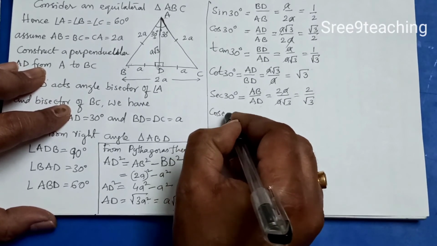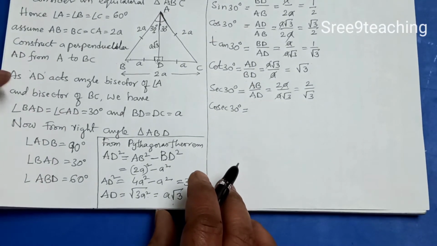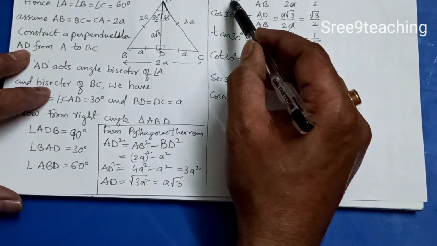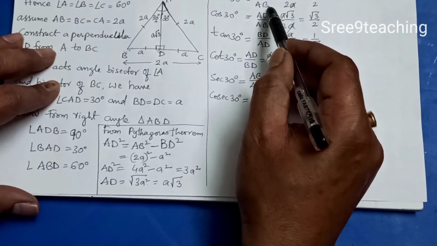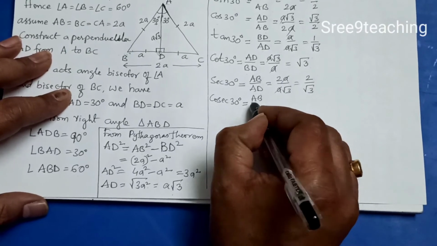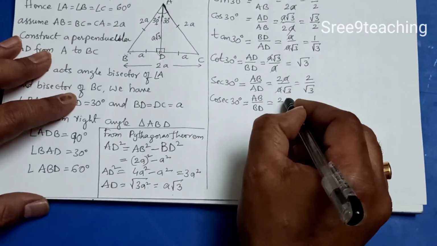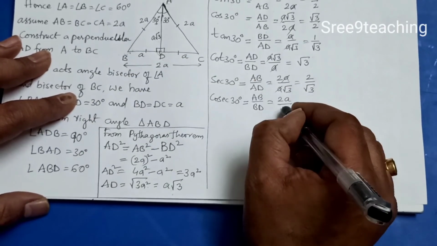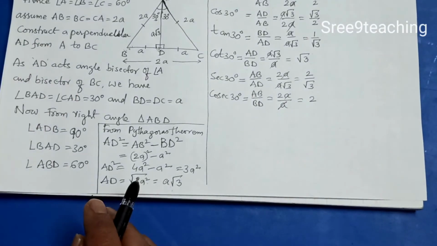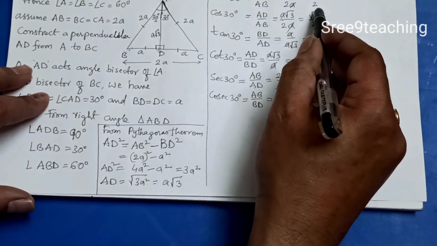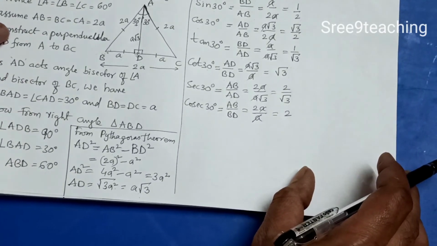Now coming to cosec 30 degrees. For cosec 30 degrees, the formula is reciprocal of sin 30. We know sin is opposite side by hypotenuse, and the reverse is hypotenuse by opposite, that is AB by BD. So what is AB value? AB value is 2A by BD value A. So A gets cancelled, it is 2. So cosec 30 degrees we got 2. See, sin 30 is 1 by 2, its reciprocal is 2. So like this we determine all the ratios of 30 degrees.